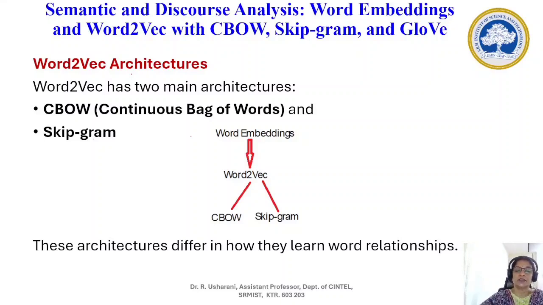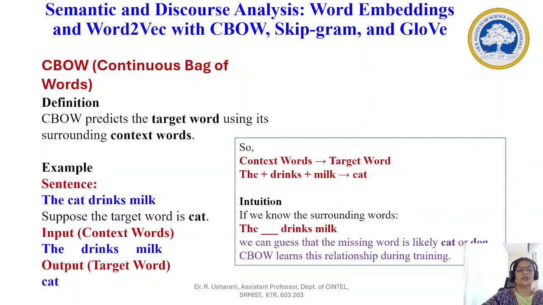These architectures differ in how they learn word relationships. First, consider the CBOW, continuous bag of words. It predicts a target word using its surrounding context words. Let us look at the example sentence: the cat drinks milk. Suppose the target word is cat, and our input context words are the, drinks, and milk. The output target word is cat.